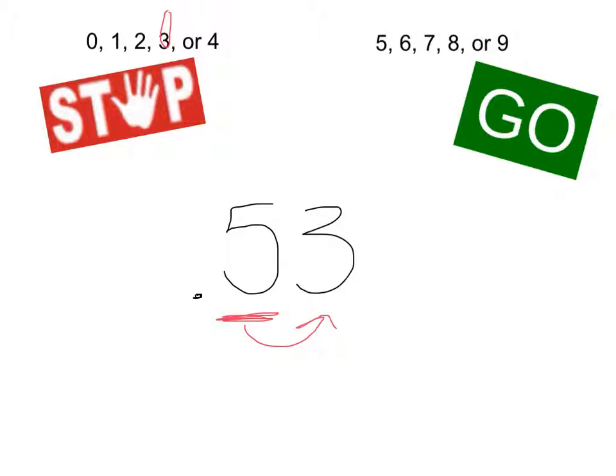So when you round this number, it is going to become 5 tenths, because the 3 is telling you that the 5 should be staying the same, that you should stop and just keep the 5 the same.